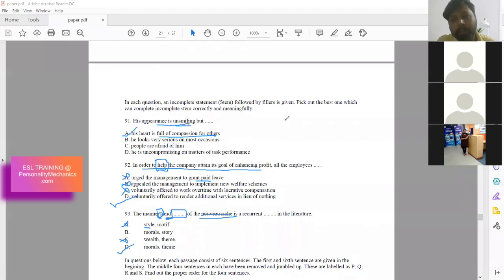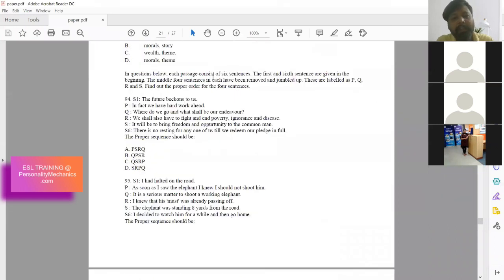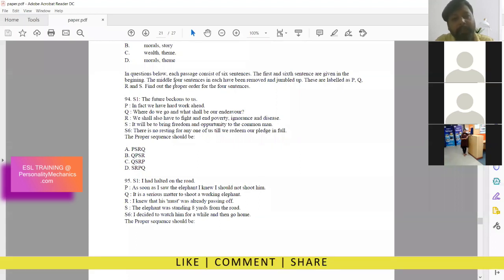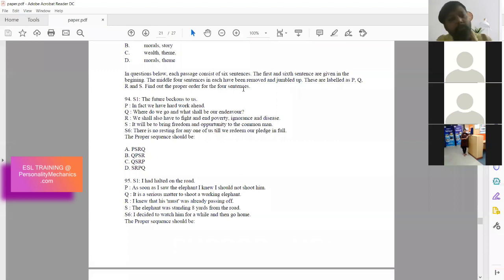So that's that. Next is: in questions below, each passage consists of 6 sentences. The first and the sixth sentence are given in the beginning. The middle 4 sentences in each have been removed and jumbled up. These are labeled as P, Q, R, and S. Find out the proper order for the 4 sentences. Para jumble, sentence jumble, right? So those were the 2 exercises.